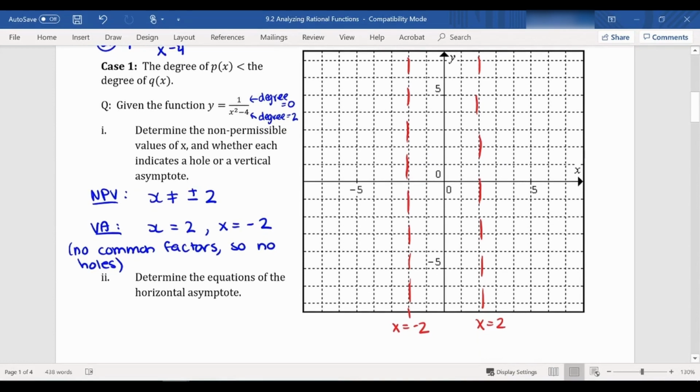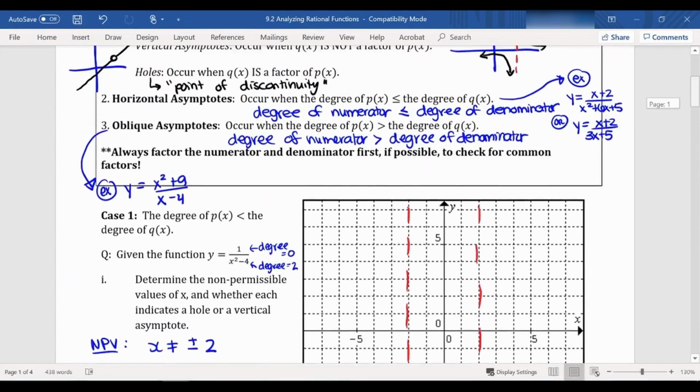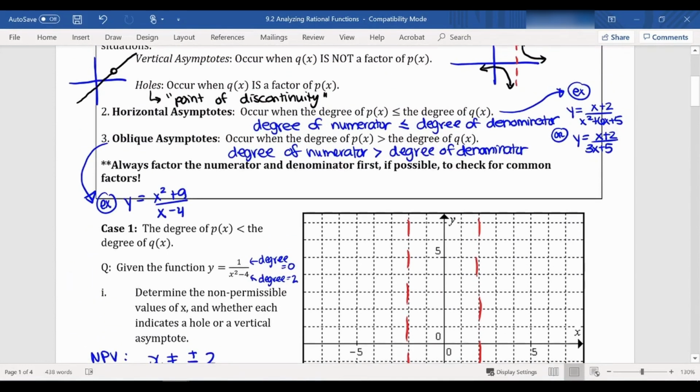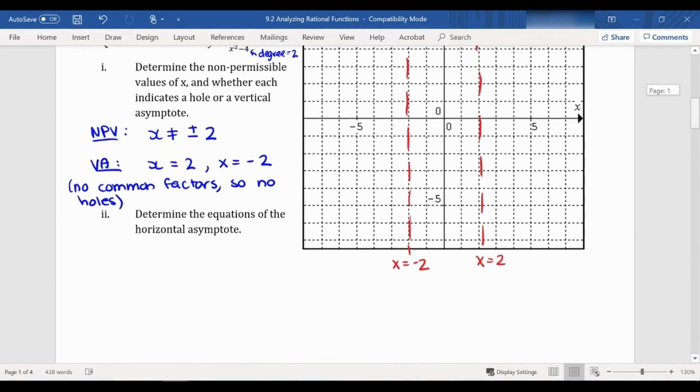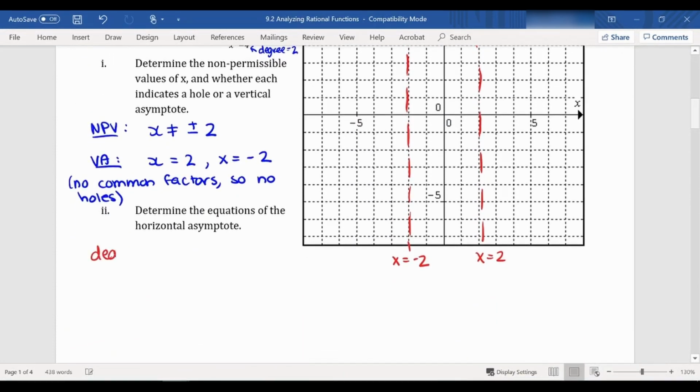Okay. And then the next stage is to determine horizontal asymptotes. So the first thing I need to do is I know that if I have the degree of the top less than the degree of the bottom, degree of numerator is less than degree of denominator, then I'm going to have a horizontal asymptote. So this tells me horizontal asymptote, not oblique asymptote.